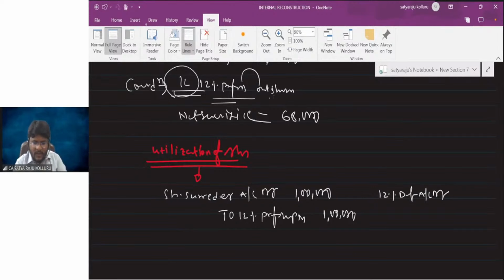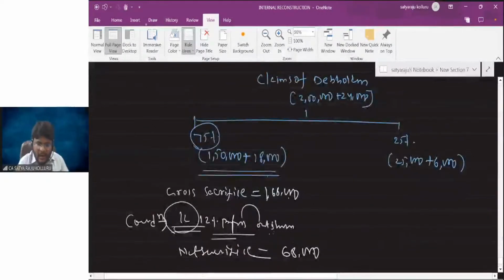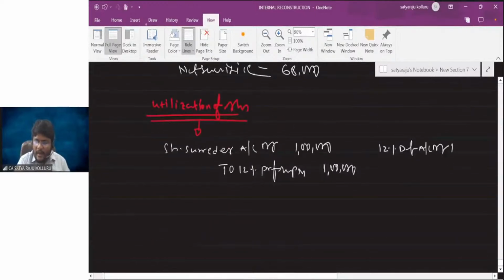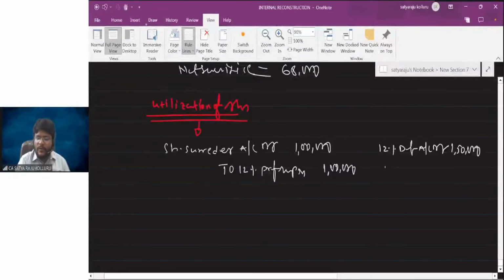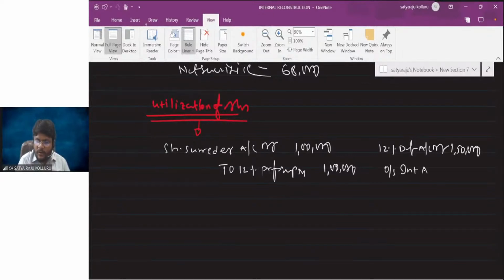How much guys? Total 1,50,000 capital, 18,000 interest. So 1,50,000. Next, accrued interest. Accrued interest means here interest payable or outstanding interest or accrued interest, whatever the case may be. It is 18,000. You are settling, right? To settle this 1,68,000, how much amount are you utilizing from the share surrender? To that extent, you should recognize the profit.